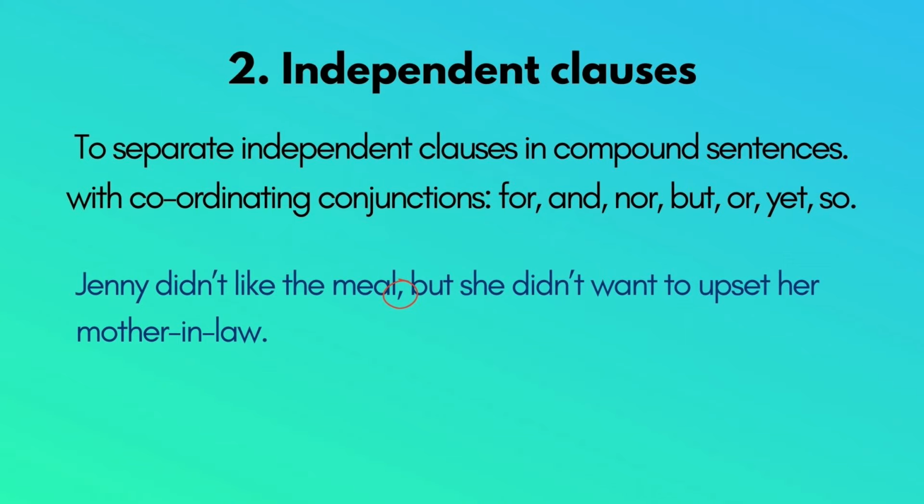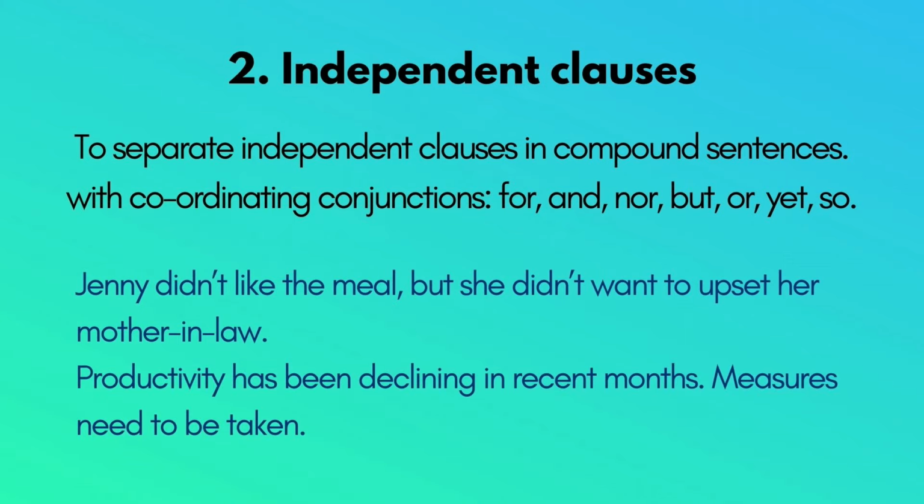But another example: productivity has been declining in recent months. Measures need to be taken. So how would you link those two sentences? What coordinating conjunction would you use, and where would you put the comma? Well, this is how I've linked it. Productivity has been declining in recent months, so measures need to be taken. So comma, so measures need to be taken.